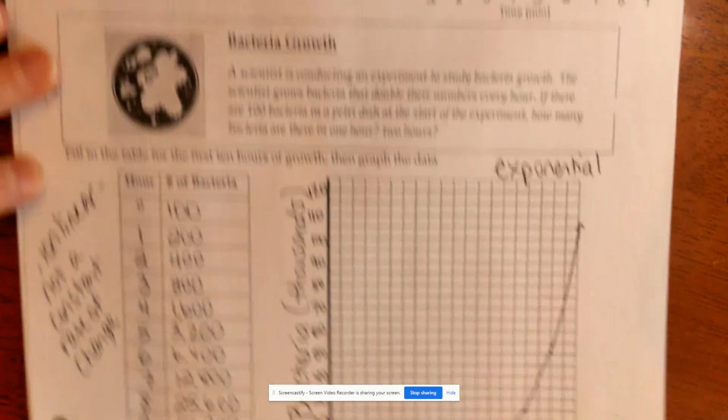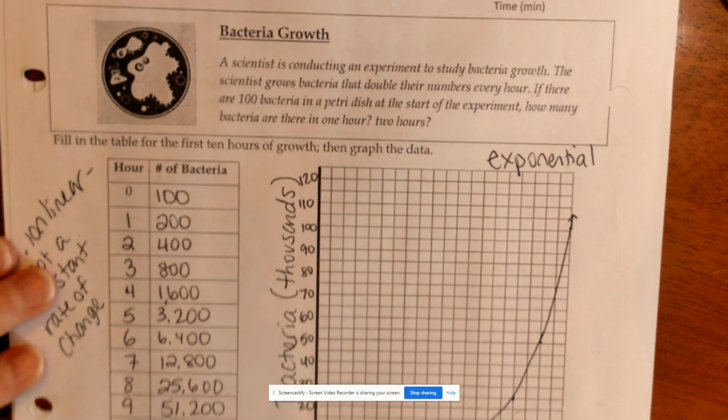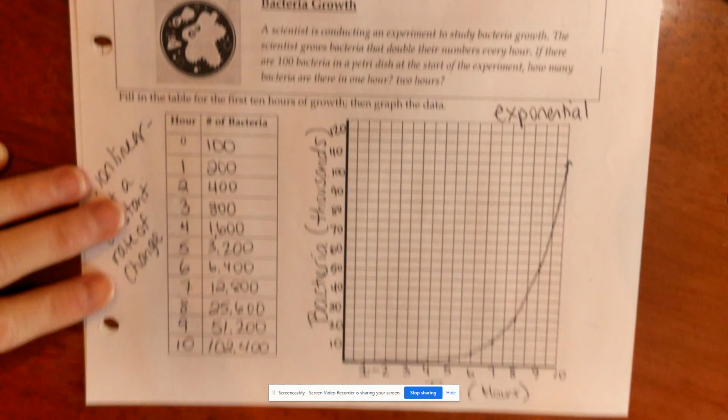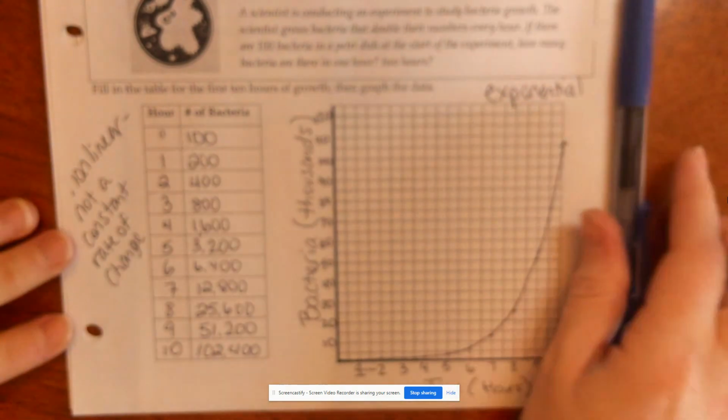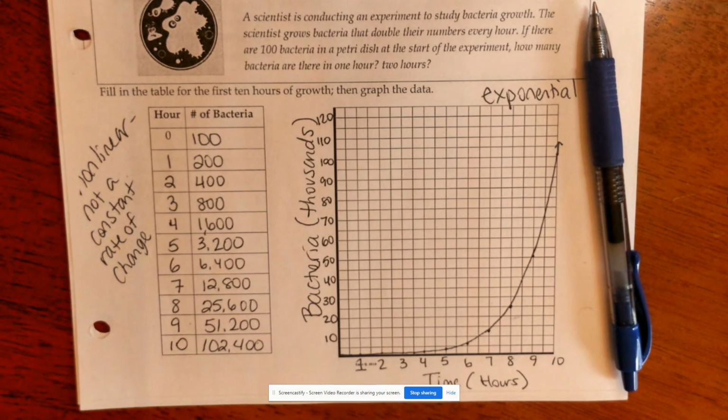Then at the bottom, you'll notice that there is a graph about bacteria growth. And bacteria growth is exponential, meaning that it comes up to be nonlinear. It says a scientist is conducting an experiment to study bacteria growth. The scientist grows bacteria that double their numbers every hour. If there are 100 bacteria in a petri dish at the start of the experiment, how many bacteria are there in 1 hour, 2 hours, and so on?